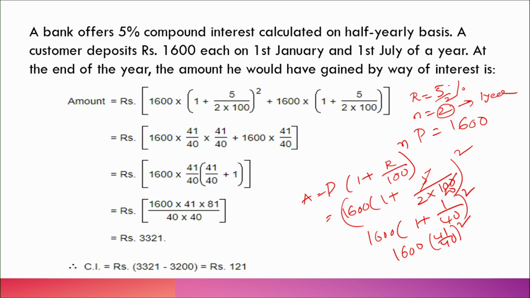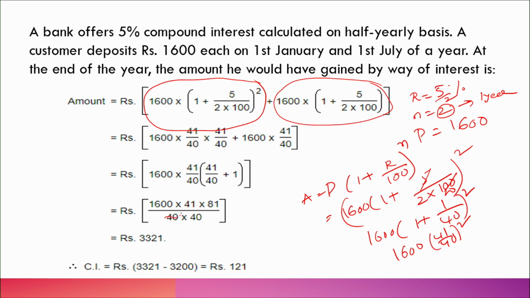If I write the step directly, then you may get confused. This one is for the 1600 deposited on 1st January, and this one is for the 1600 deposited on 1st July. So, 1600 times 41 by 40 or 41 by 40. Here 41 by 40 is common to both these terms. Then 41 by 40 is taken common, leaving 1. So, 41 plus 40 is 81 by 40. So, 1600 of 41 by 40 into 81 by 40, after simplification.